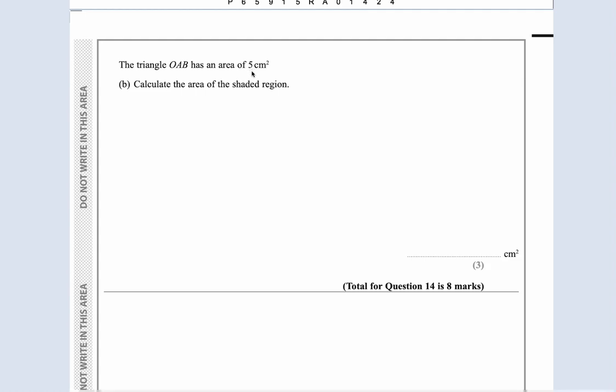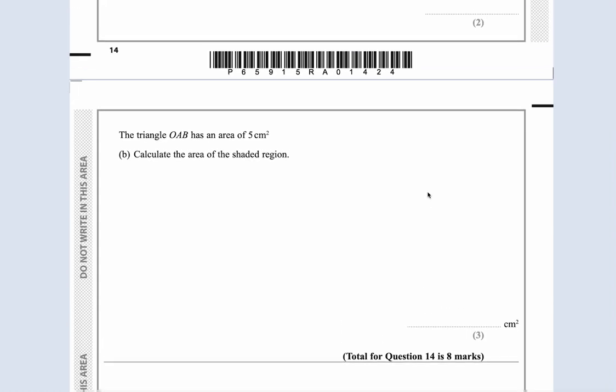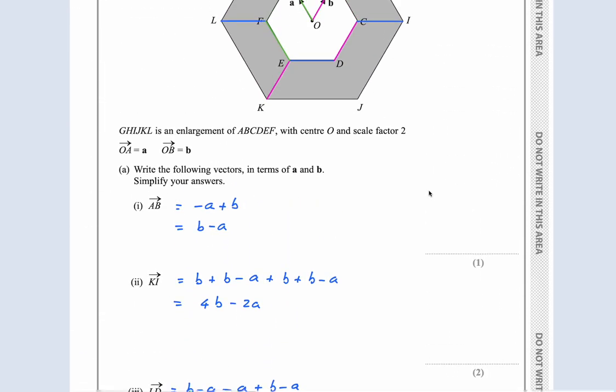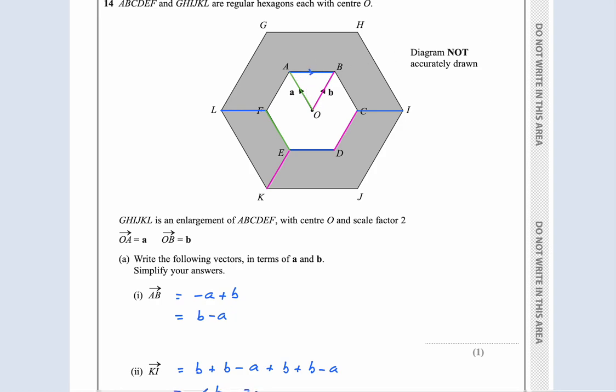Triangle OAB has an area of 5 centimeters squared. Calculate the area of the shaded region. 3 marks. Okay, OAB has 5 centimeters squared. So this area here, guys, is 5. And we want the area of the shaded region. So there's a few different ways you could do it. Probably the nicest way to do it would be to split this up into different triangles. So I'm just trying to find a nice color we can use.